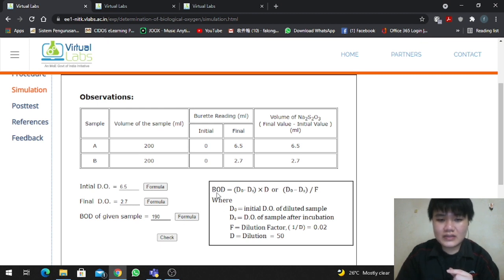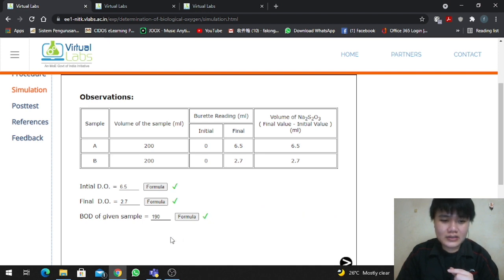190 is because the formula for BOD is DO minus DS divided by P, or DO minus DS divided by F, where DO is the initial DO of the direct sample, DS is the DO of the sample after incubation, F is the dilution factor 1 divided by D, times 0.02, D is dilution 50. So the exact answer is correct.